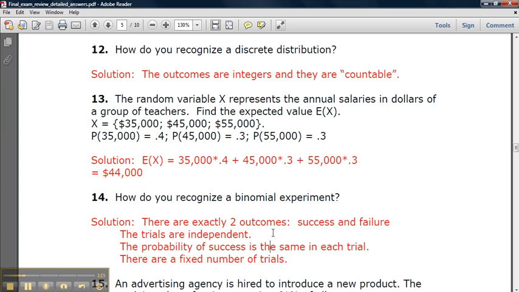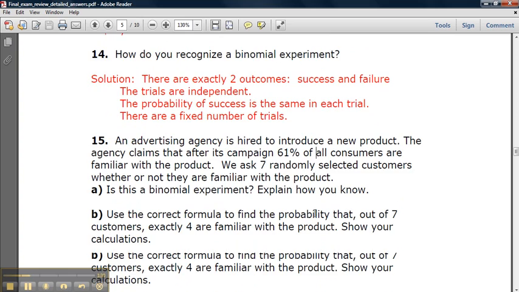14. How do you recognize a binomial experiment? This kind of describes it, but the main thing, look for a set number of trials, and you always have the probability of success or failure, and your probability is always going to be set for each trial. So remember that. So just look over those type problems.